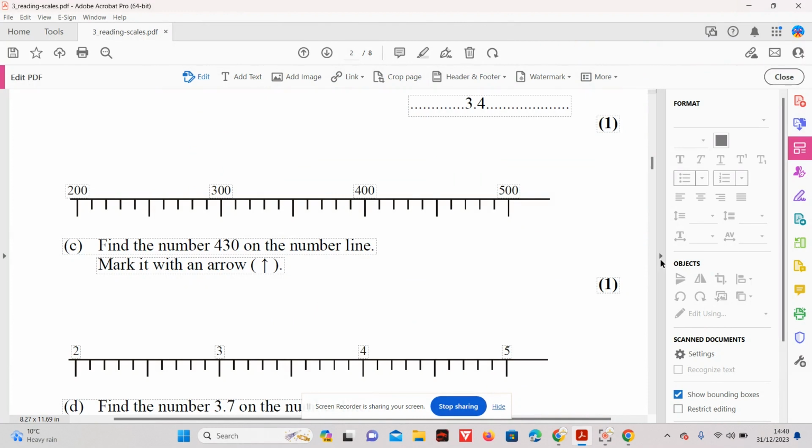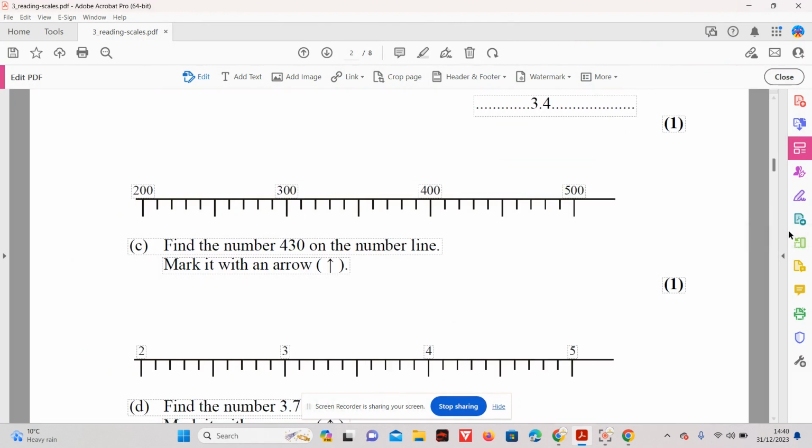Got objects here. No, we've not. Oh, you know it doesn't matter. You get the idea. Got 400, 410, 420, 430. So 430 would be here. Let's move on to the next one.